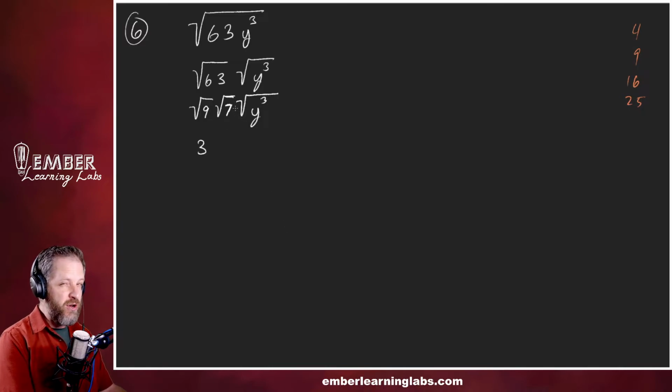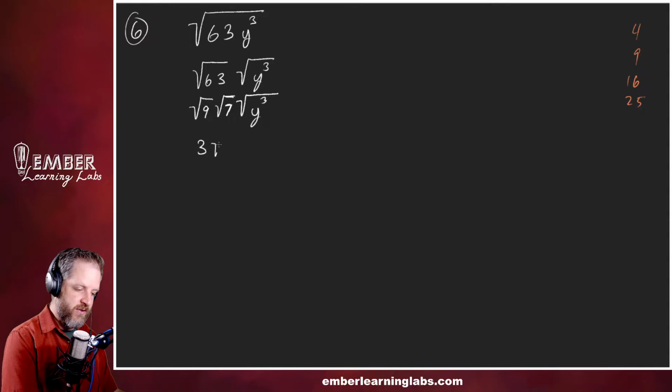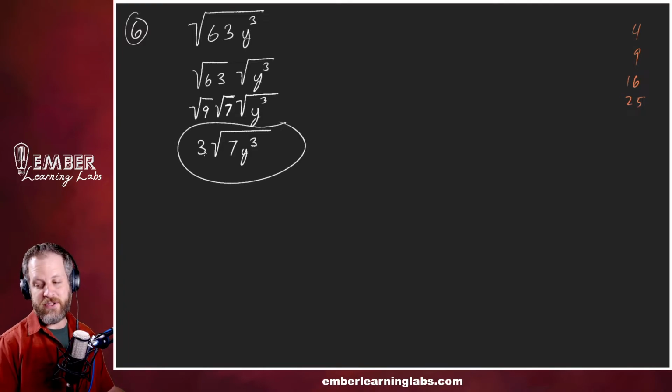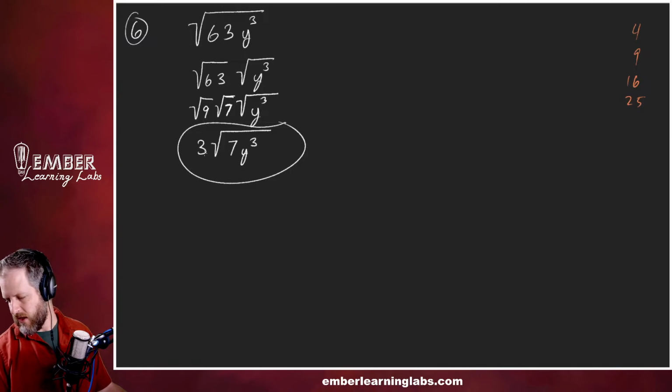What we need to do to finish, we don't want a square root times the square root with our final answer. So we need to shove all the square root ones back together. So this is turning into the square root of 7y cubed. And this ugly thing is as simple as that particular problem gets.